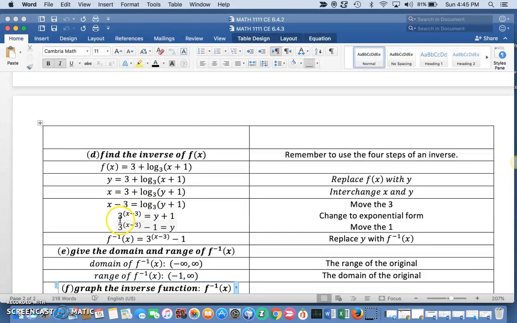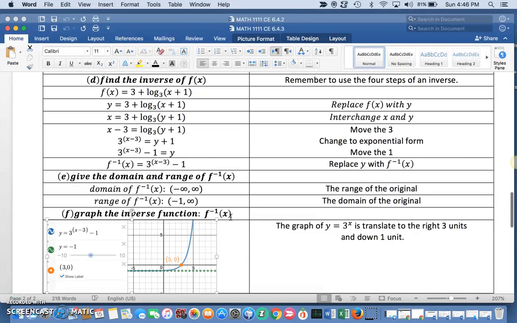The next step needs to be to get rid of the logarithm. So we take this base of 3, we put it right here, and this side becomes its exponent. This whole x minus 3 is the exponent, and then it's going to equal the y plus 1. We want y right by itself, so we're going to move the plus 1 over, make it a negative 1. Once you have that done, you replace y with the inverse notation, f inverse of x. Domain and range, of course, remember they just flip around. Your domain is going to be all real numbers, which was the range of f of x. The range is negative 1 to infinity, which was the domain of the original f of x.